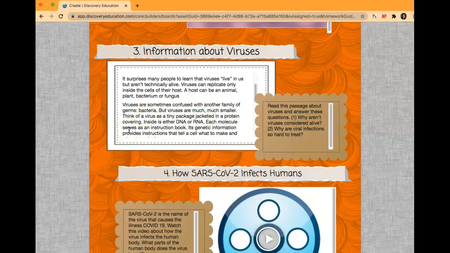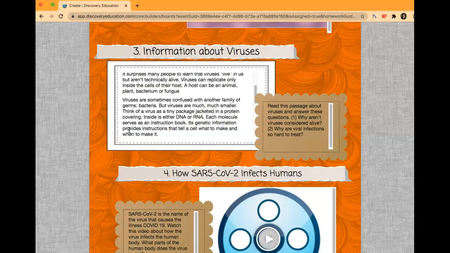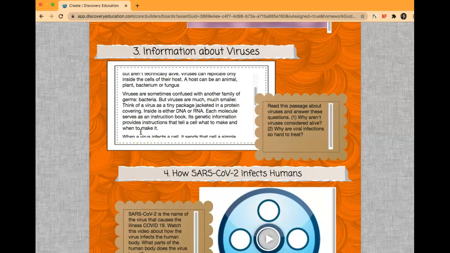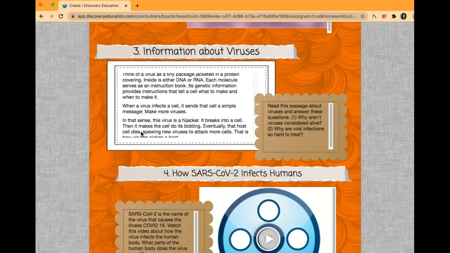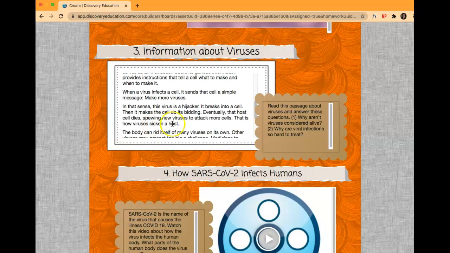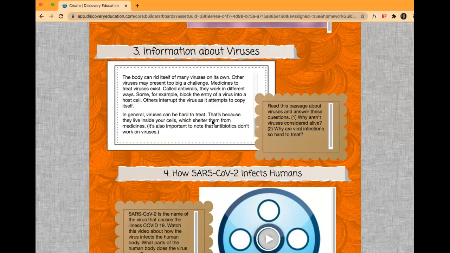Think of a virus as a tiny package jacketed in a protein covering. Inside is either DNA or RNA. Each molecule serves as an instruction book. Its genetic information provides instructions that tell a cell what to do and what to make. When a virus infects a cell, it sends the cell a simple message: make more viruses. In that sense, the virus is a hijacker. It breaks into a cell and it makes the cell do its bidding. Eventually, the host cell dies, spewing new viruses to attack more cells. This is how viruses sicken a host.